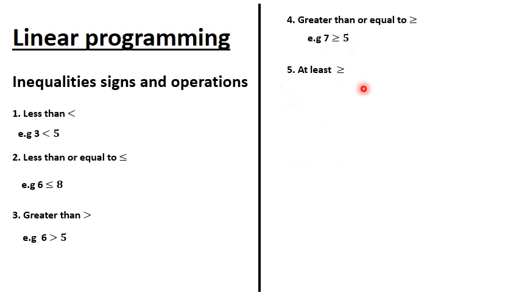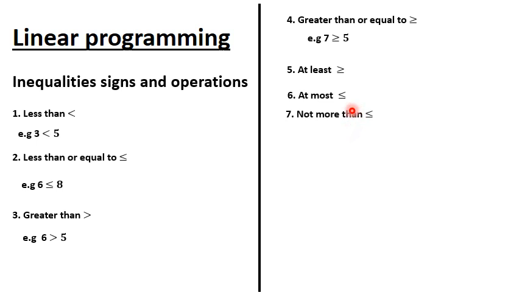Point number 5 that you also need to understand is the word at least. At least means greater than or equal to. So if you are told that the salary of someone is at least 5,000, it means the salary is either 5,000 or greater than 5,000. We also have the word at most. At most means less than or equal to. At most 5 means 5 or less.